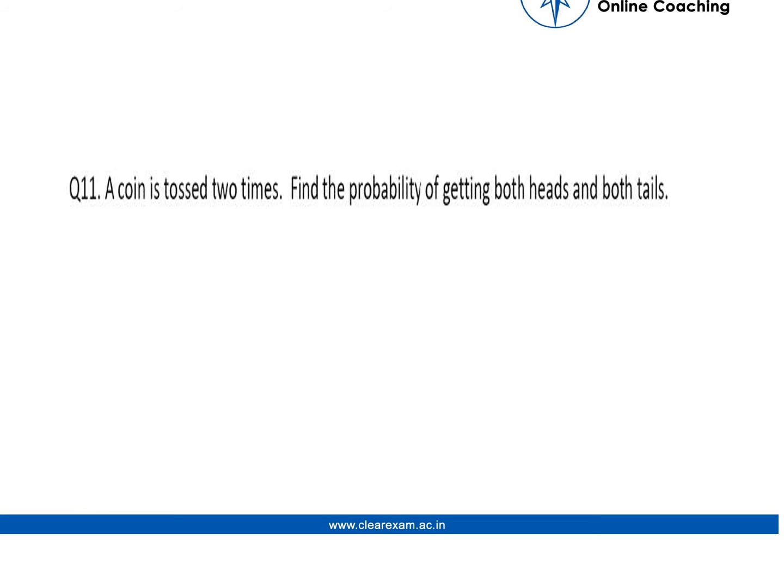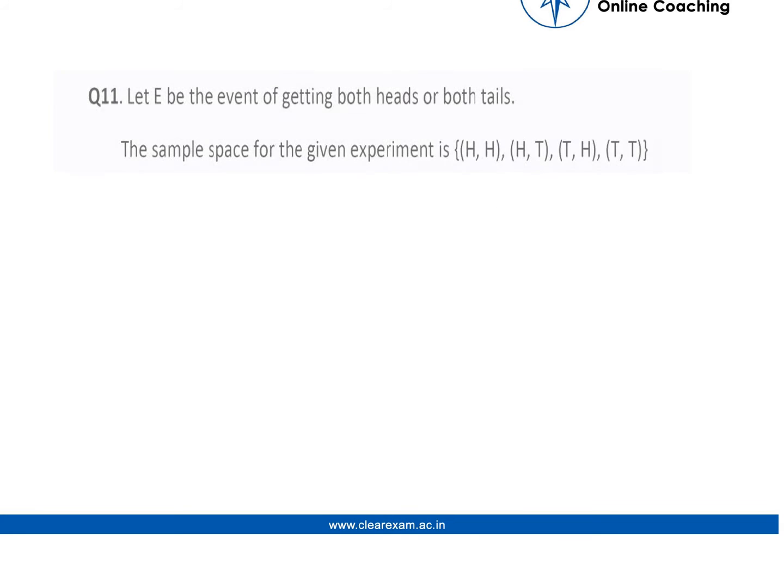Hi guys, so the question is: a coin is tossed two times. Find the probability of getting both heads and both tails. So now let's solve this question. Let E be the event of getting both heads or both tails.